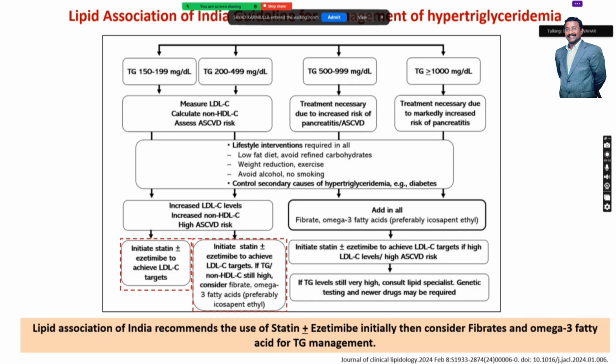So here the lifestyle interventions are required in all the population: a low fat diet, avoid refined carbohydrates, weight reduction and exercise, avoid alcohol, that is binge alcohol or excessive alcoholism, and no smoking.